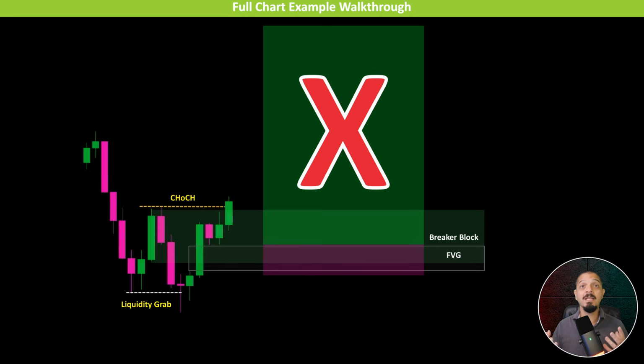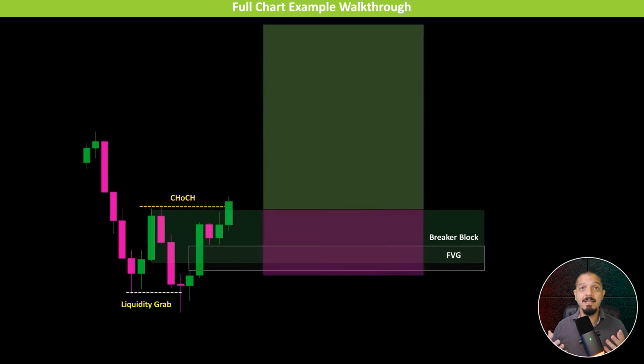Placing an entry directly at the fair value gap might cause a missed opportunity, since the price often does not return to the gap once it moves decisively away from it. In this case, the reaction is expected to come from the breaker block rather than the fair value gap. For this reason, the entry should be placed at the highest point of the breaker block, with a stop loss positioned a few pips below the fair value gap.